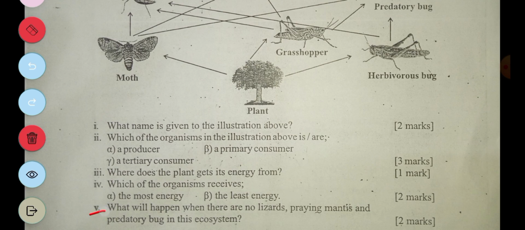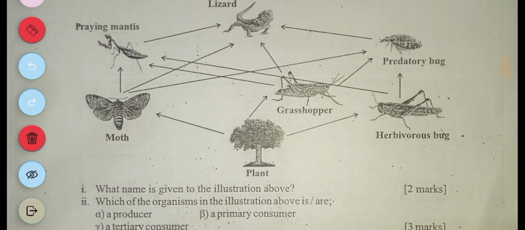Then the next question says, what will happen when there are no lizards, praying mantis, and predator bug in this ecosystem? Now there will be overpopulation of the herbivorous bug and the grasshopper, which will lead to overgrazing and then reduce the population of the plants.